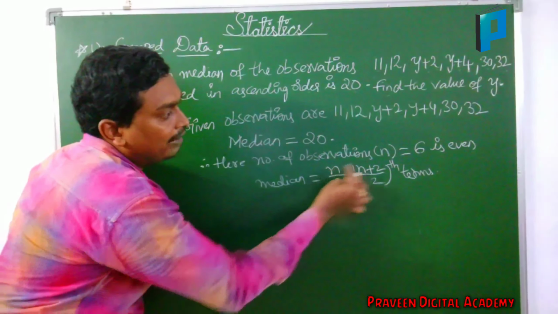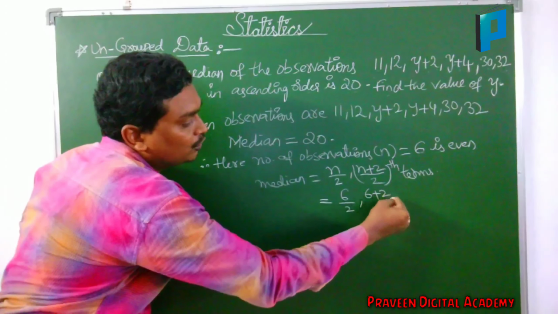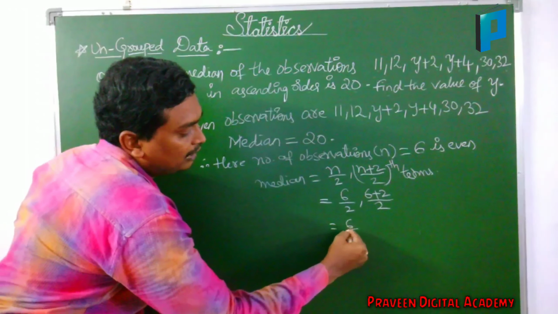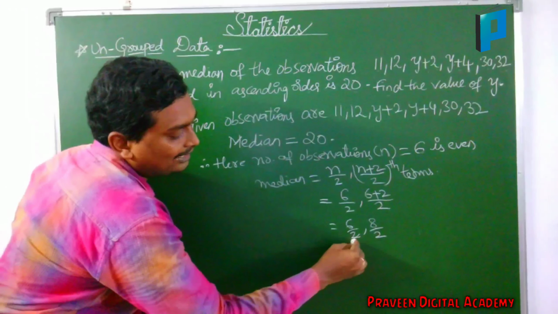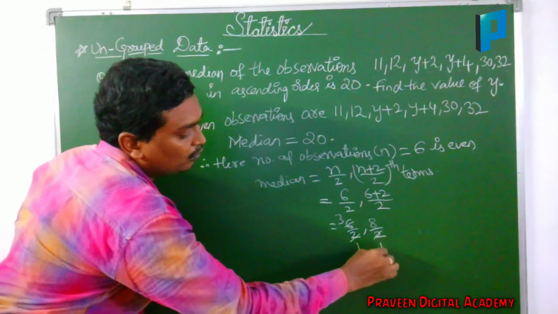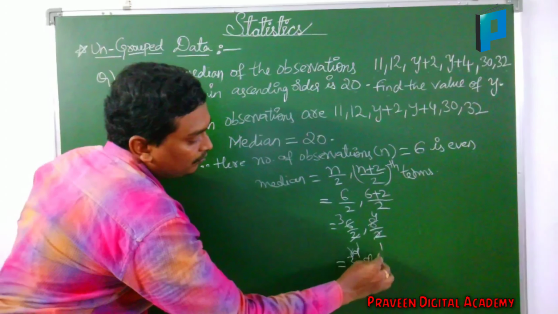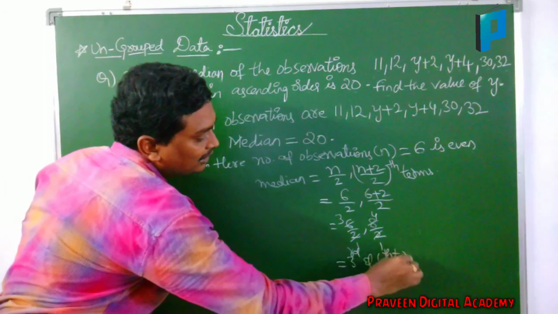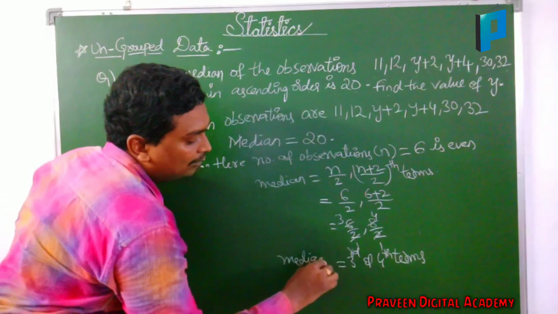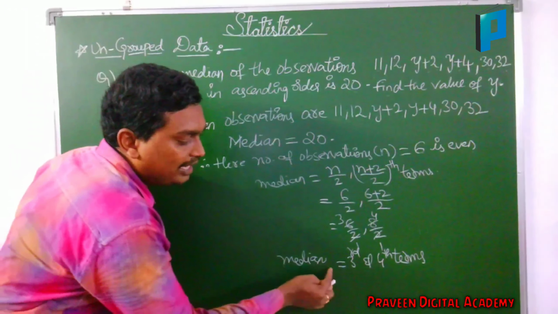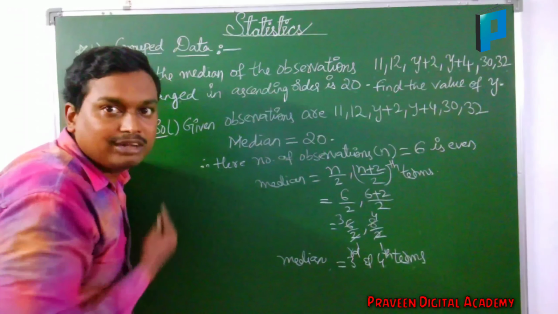And here, what is the n we got? 6. 6 by 2, comma, 6 plus 2 by 2. Here 6 by 2 is 3, and 6 plus 2 is 8, by 2 is 4. Therefore, the third and fourth terms are the medians of the given observations. Here, what is the median? The third and fourth terms are the medians of the observations.